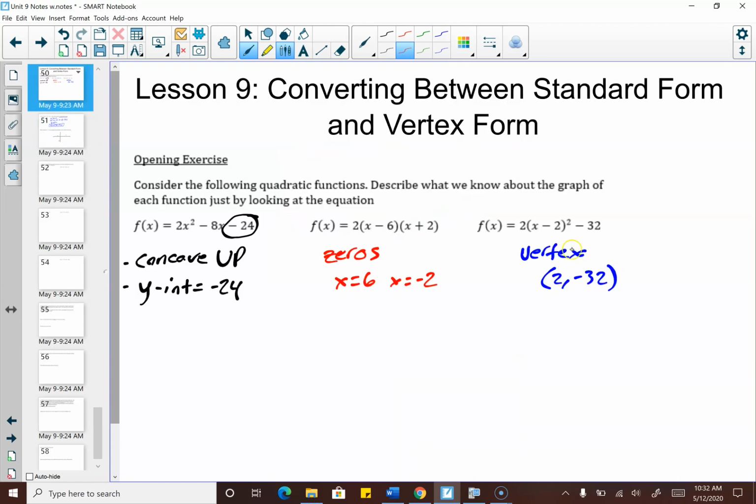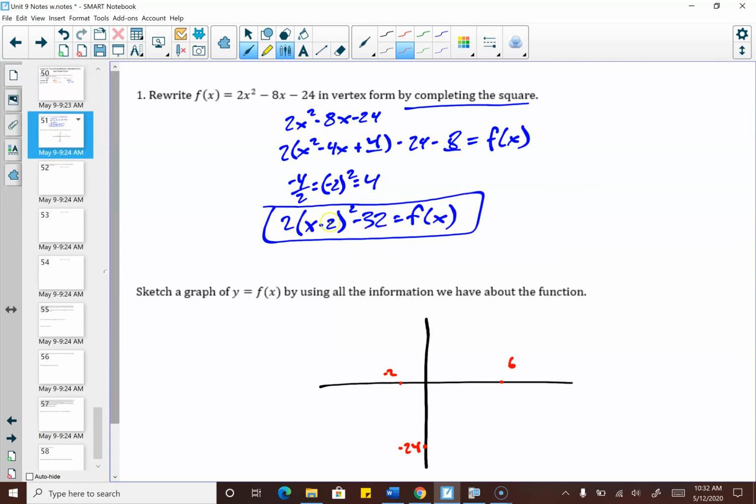And then we found out the vertex is 2, negative 32, which notice we could have gotten from here, opposite sign of what's inside, same as the outside. So 2, negative 32 was our vertex. So if we were to sketch our quadratic based on these features, we would get a graph that looks something like that. Okay, so we have our zeros, we have our y-intercept, and we have our vertex.